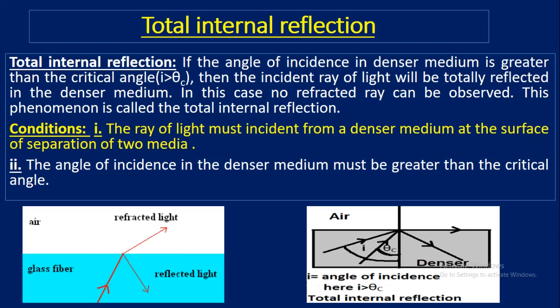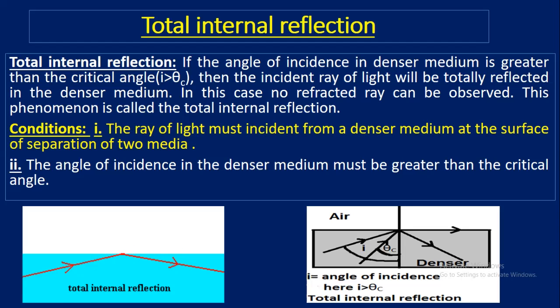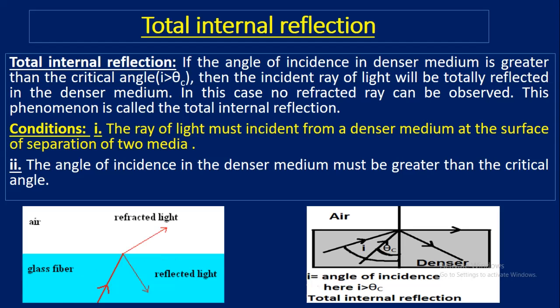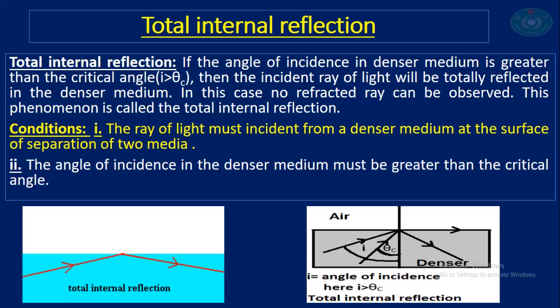Here we must maintain a condition, that is the light ray must come from a denser medium to a rarer medium. Okay, then I think that is clear by observing this diagram and the definition, and the condition is also shown in this diagram.